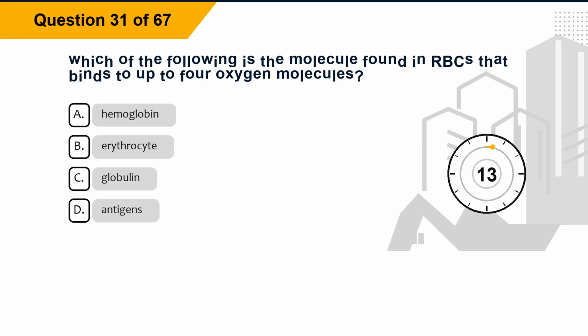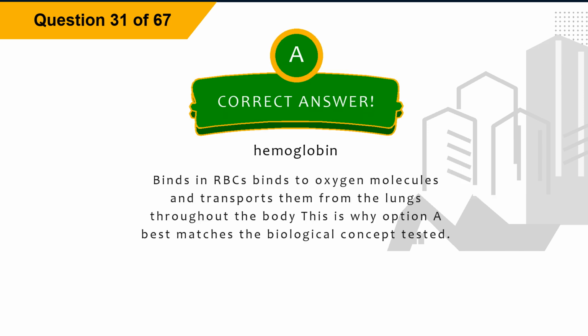Question 31. Which of the following is the molecule found in RBCs that binds to up to 4 oxygen molecules? Option A, hemoglobin. Option B, erythrocyte. Option C, globulin. Option D, antigens. The correct answer is option A, hemoglobin. Explanation. Hemoglobin in RBCs binds to oxygen molecules and transports them from the lungs throughout the body. This is why option A best matches the biological concept tested.